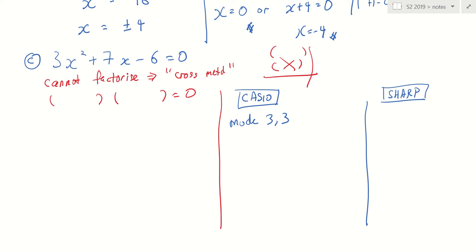Now, mode 3-3, do you see this? Do you see ax squared plus bx plus c equals to 0? Okay, I'm referring to Casio model 95 SG. 96 SG should show you the same thing.